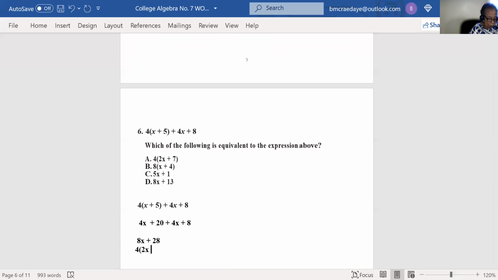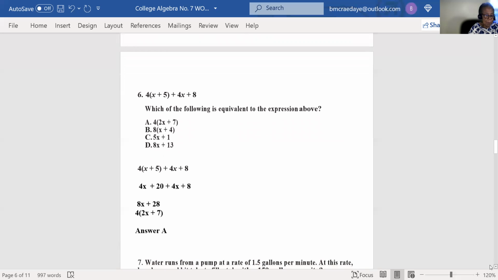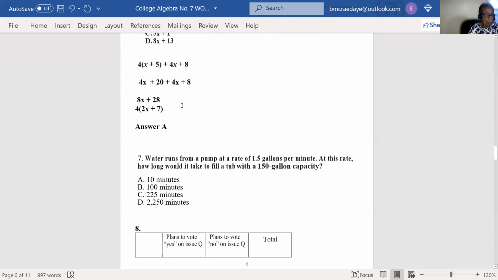And then I factor 4 out of 28. What are the factors of 28? If one of them is 4, then there has to be a 7, right? So 8x plus 28 is the same as 4 times 2x plus 7, which is answer A. So that would be answer A.